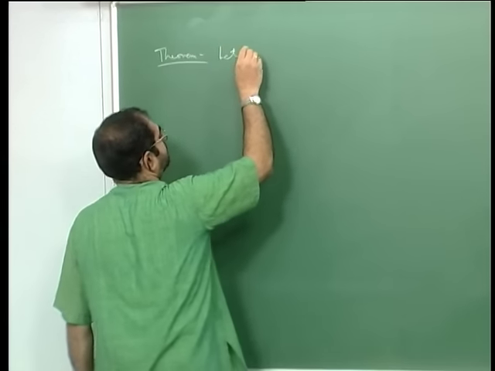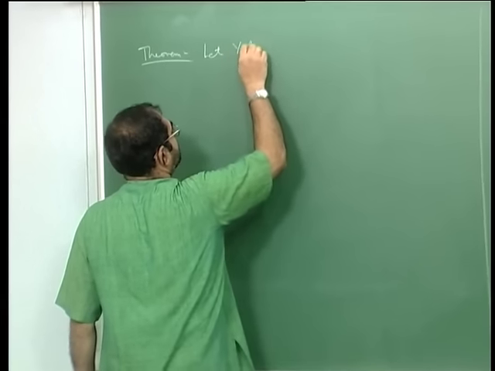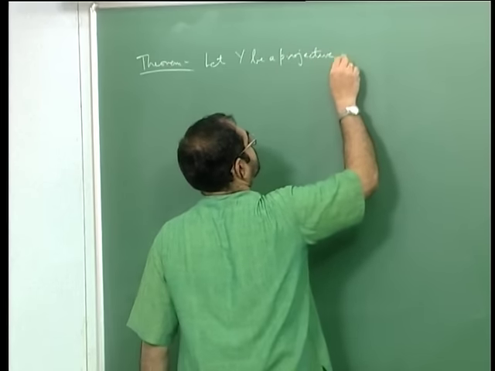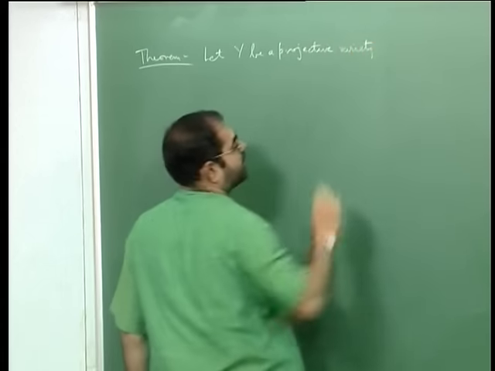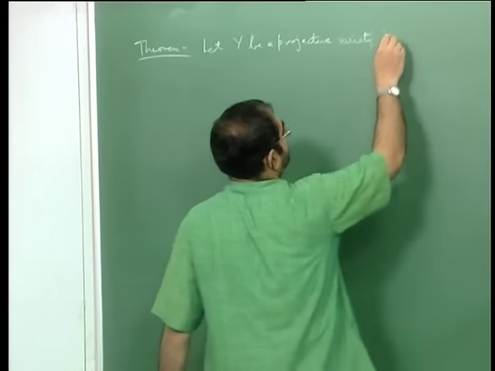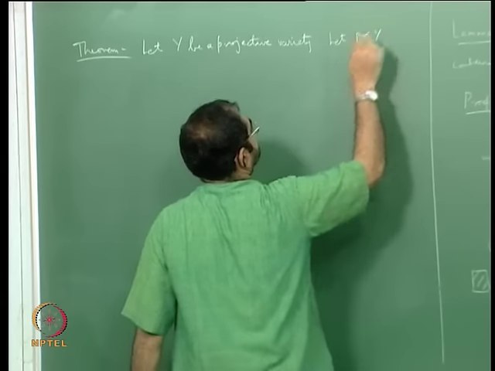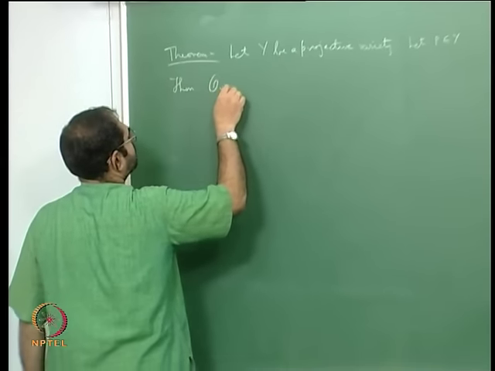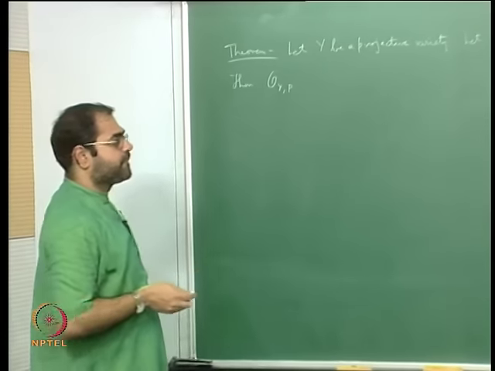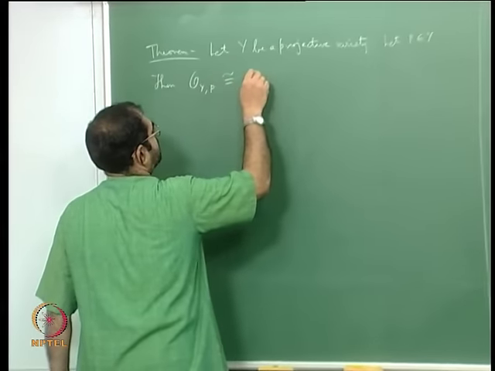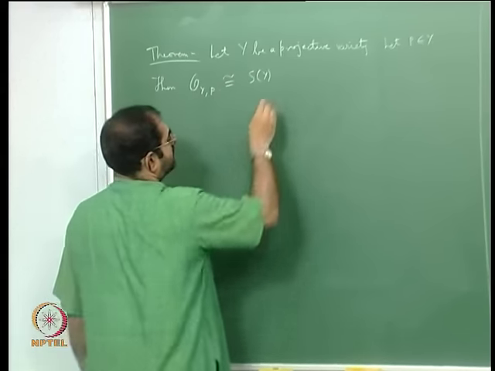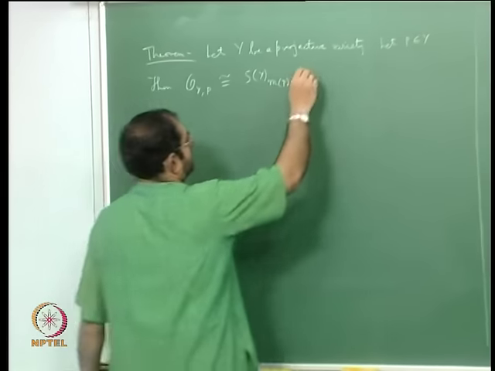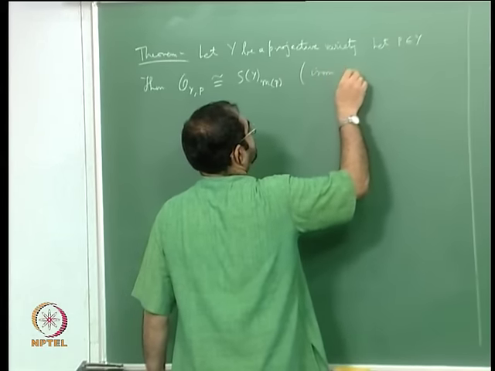Let Y be a projective variety, let p be a point of Y. Then O_{Y,p}, the local ring of Y at p, is isomorphic to the homogeneous coordinate ring of Y localized at m_p. This is an isomorphism as k-algebras.